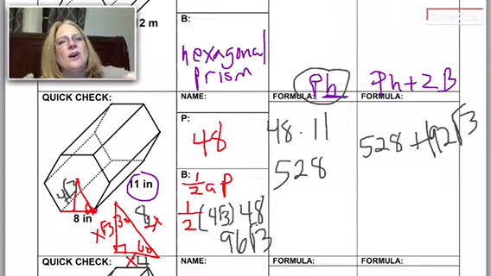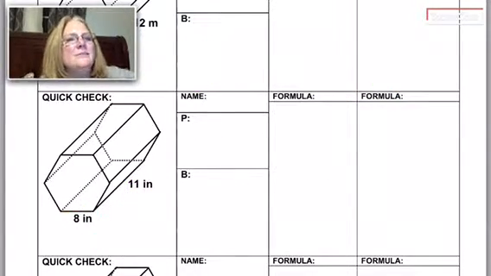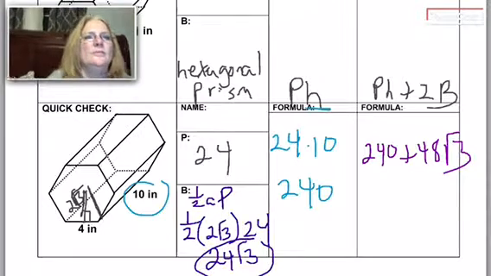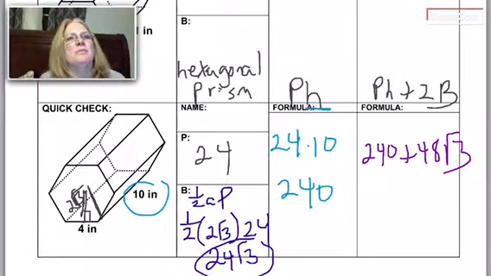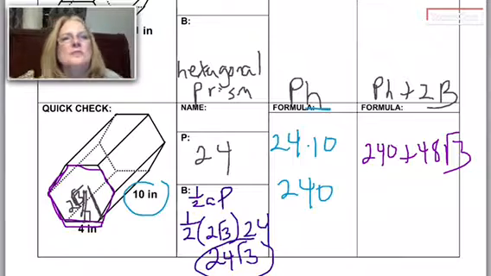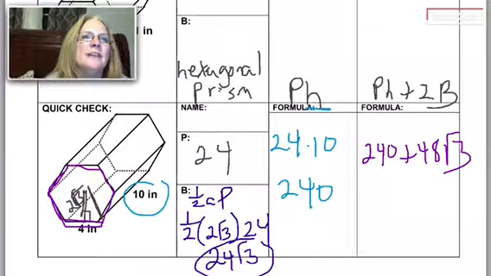Okay, so now I want to move to the last one, and please pause this one and try and do it yourself, and then we'll look at the answer together. Okay, so this is another hexagonal prism, and the perimeter of the base is just adding up all the sides of this regular hexagon. So 4 times 6 is 24.